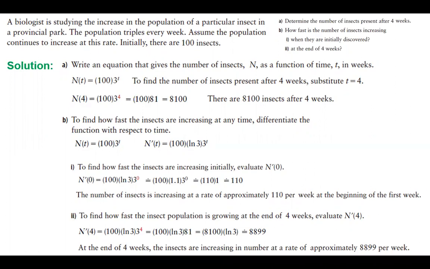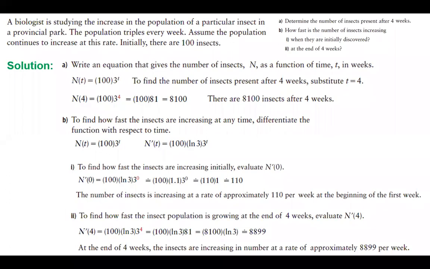To find how fast the insects are increasing initially, we need to evaluate the first derivative at t equals 0, right? So when t equals 0, n'(0) equals 100 times ln 3 times 3 to the power of 0. That gives us about 100 times 1.1 times 1, right? So that is around 110. So the number of insects is increasing at a rate of approximately 110 per week at the beginning of the first week.